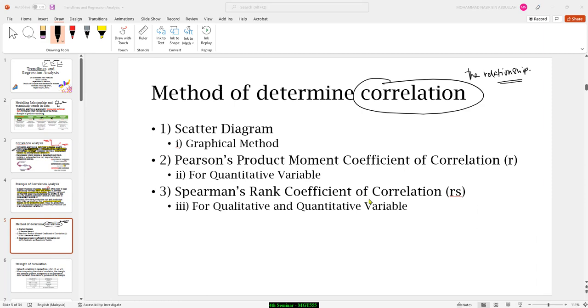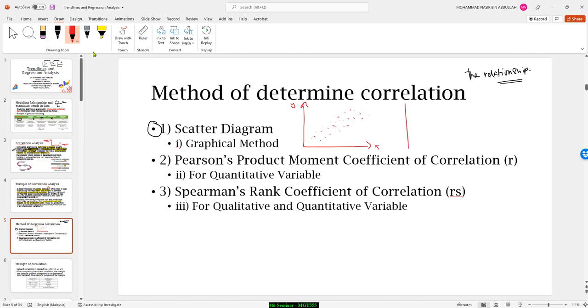Okay. So we have three methods to measure correlation. The first method is by using a scatter diagram. Scatter diagram is a graphical method. So we will measure using a graph. This is Y and this is X. So let's say this is the data. So we will get the data points like this. So this is a scatter diagram, right? So here is another example of a scatter diagram. Let's say I draw one more, right? This is Y and this is X. Let's say we have this kind of data, right?